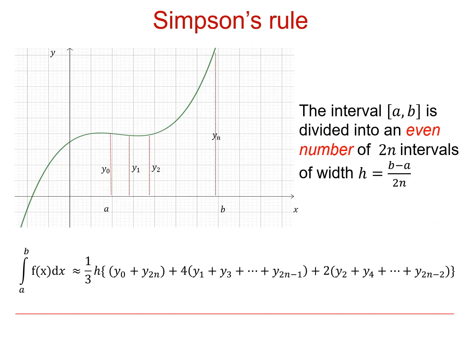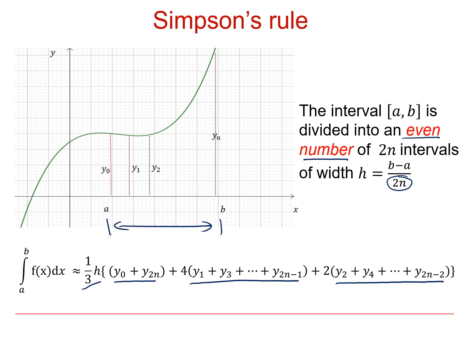If we add all those quadratic curve areas together, we still have that common factor of h over 3. We have our 2 end ordinates. We have 2 times our remaining even ordinates, and we have 4 times the odd ordinates. Critical thing with Simpson's rule is that you need to make sure you have an even number of intervals. To make sure you've got an even number of intervals, you can divide by 2n, and you're dividing the overall width between A and B by 2n.